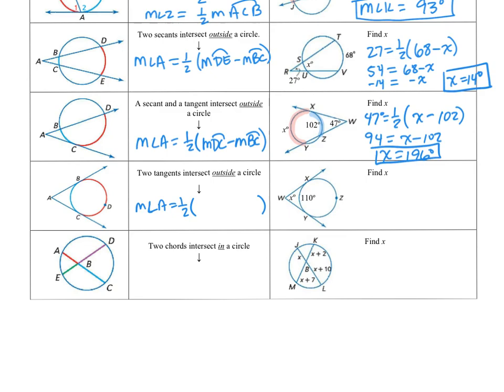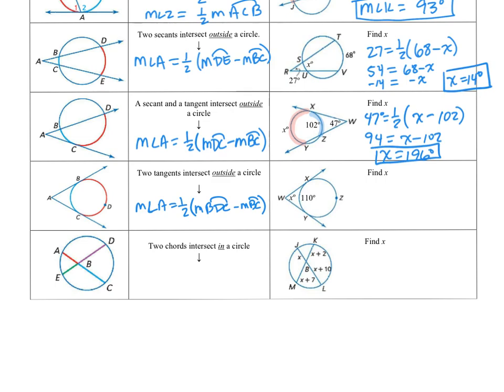So the measure of arc BDC minus the smaller blue arc, which would be arc BC. Okay, so notice that in this case, since it's two tangents intersecting, the entire circle gets used. So the measure of the bigger intercepted arc minus the measure of the smaller intercepted arc, and then you take half of that. Okay, so let's find out what x is here.